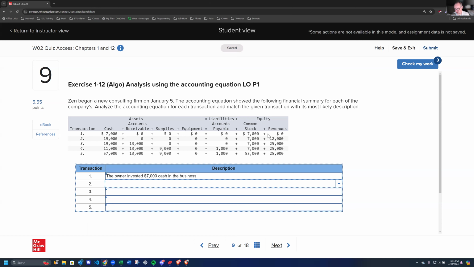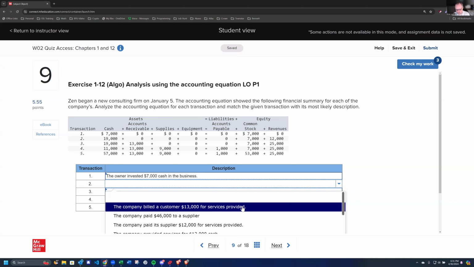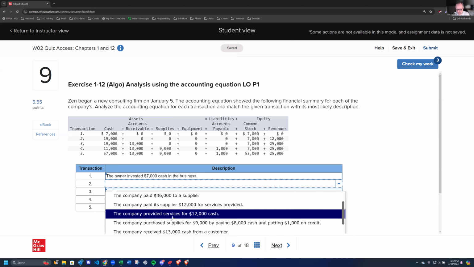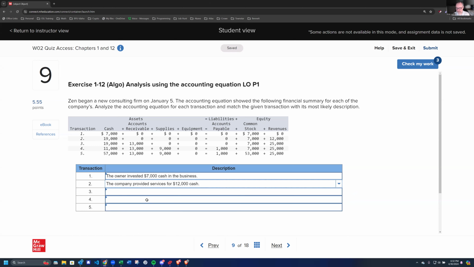So that $12,000 came from this revenue because it was 0 and now it's 12. So we want to look for something that's a $12,000 transaction. And more than likely, that's going to be a transaction associated with selling something, right? Because that's what revenue is associated with, selling something. So 12. Okay, so this says $12,000 paid to a supplier. No, that's payment. That's an expense. The company provided services for $12,000 in cash. That looks about right. So let's do that one.